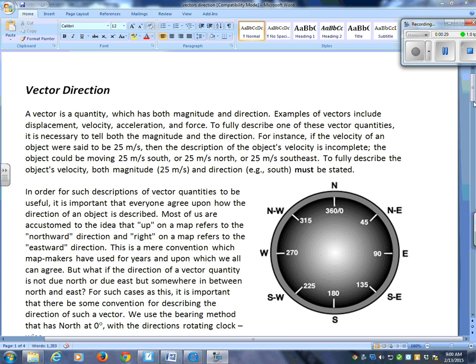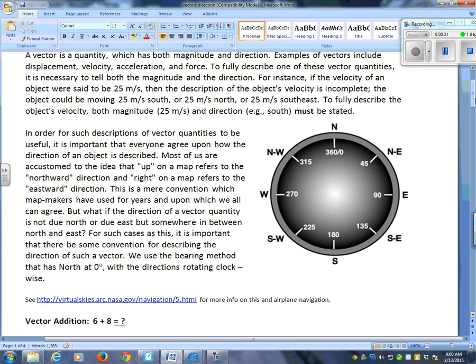And oddly enough, the science world has not been able to come up with a universal method of vector direction, and so people are forced to be bilingual, trilingual almost. Most of us are accustomed to the idea that up on a map refers to the northward direction and right on a map refers to the eastward direction. This is a mere convention which map makers have used for years and upon which we can all agree.